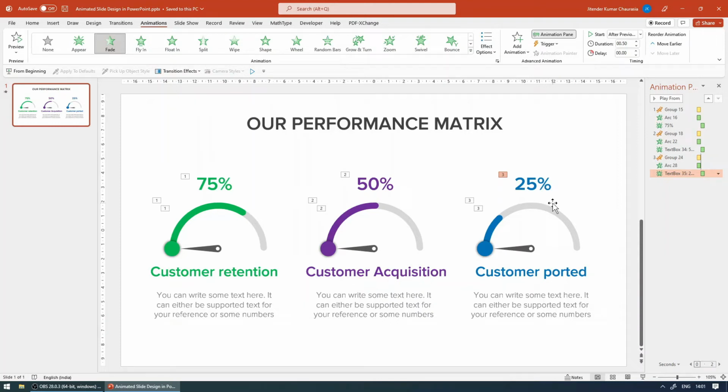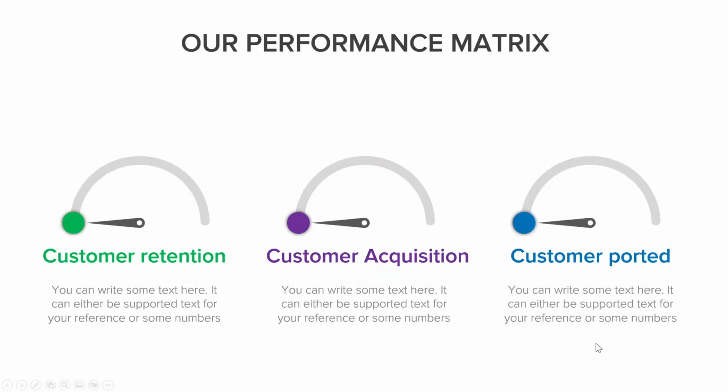Hello, in this video, we are going to see how we can create a speedometer kind of presentation using just PowerPoint. So let me show you a preview of what we are going to do today. You have this slide over here, where I'm going to distinguish three different characteristics of a performance of a certain company. That includes customer retention, customer acquisition, and the customer ported. It could be anything, you can change it accordingly.